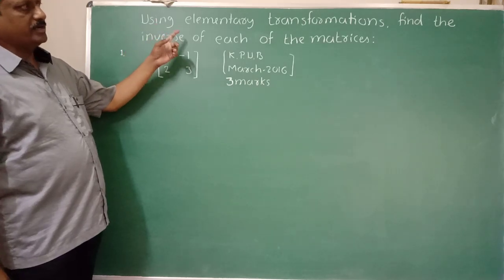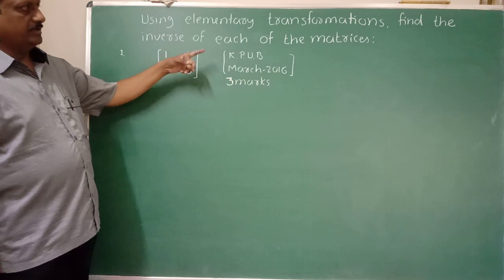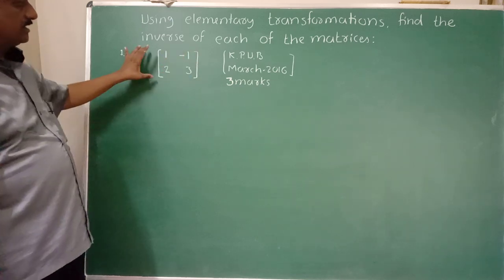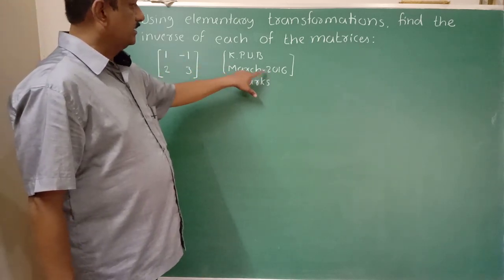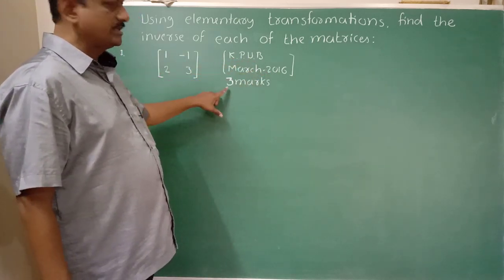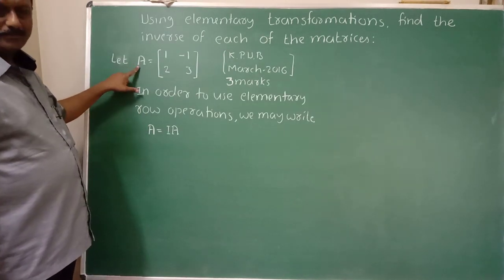Using elementary transformations, find the inverse of each of the matrices here. This is a given matrix. This was asked in the March 2016 Karnataka PU board exam, and it is a 3 marks question. Let us consider the given matrix as A.